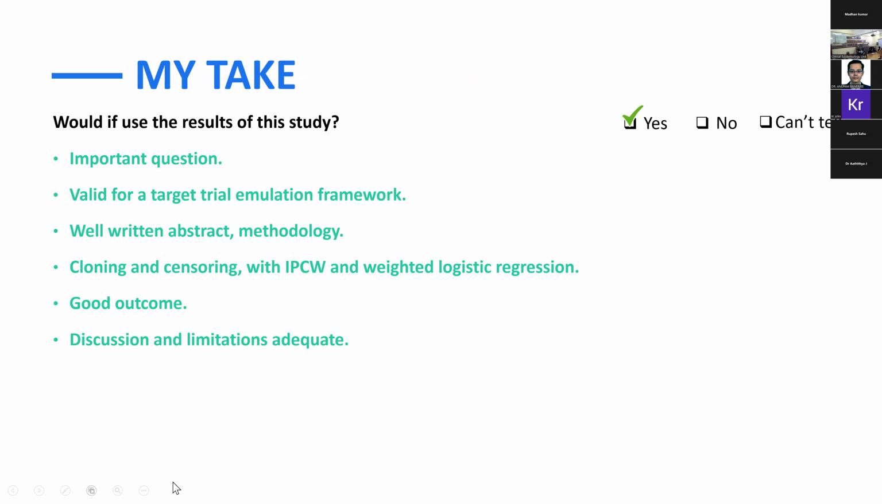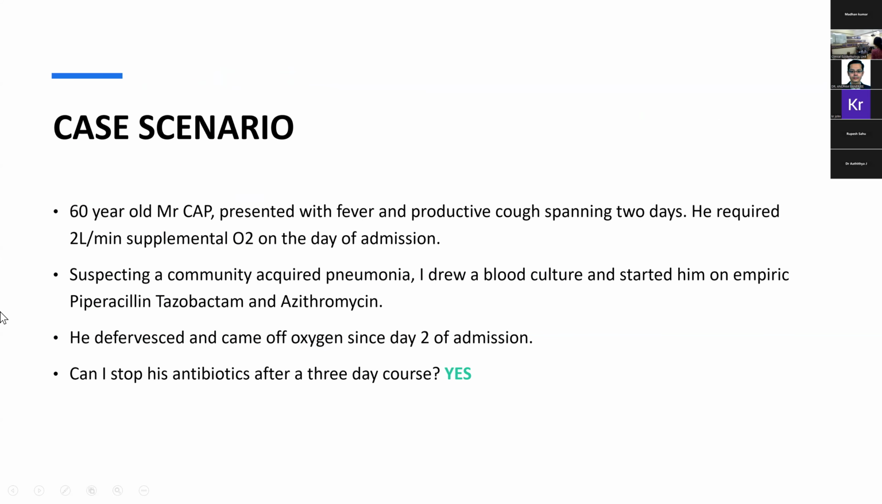So would I use the results of this study? I would still say yes, because it is an important question. It is, I think, valid for a target trial emulation. It was a well written abstract and methodology, and they have taken a lot of effort to clone and censor and weight both the arms. And the outcome that they chose was an important outcome. It was 30-day all-cause mortality, and they had a good discussion, and they had mentioned the limitations of the study. So within the framework of it being an observational study, it was useful data.